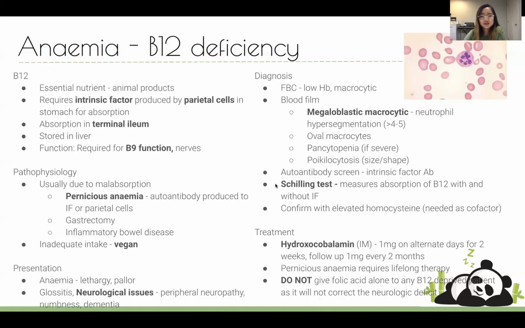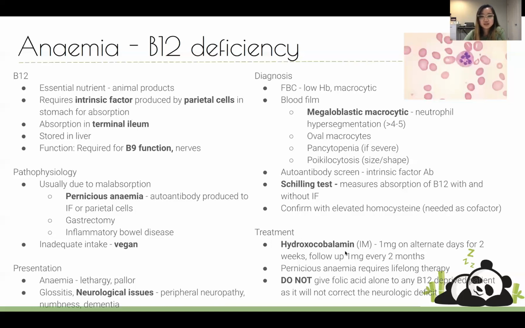Schilling test measures absorption of B12 with and without intrinsic factor. So that's just to find if you have pernicious anemia. And you can also confirm with elevated homocysteine, which is needed as a cofactor for B12 to work.